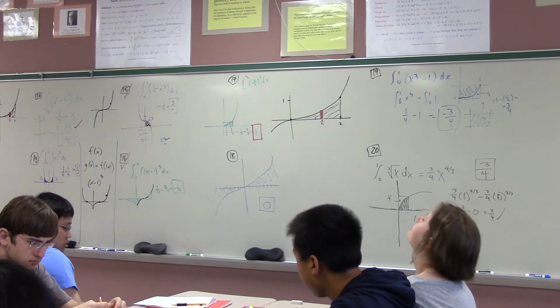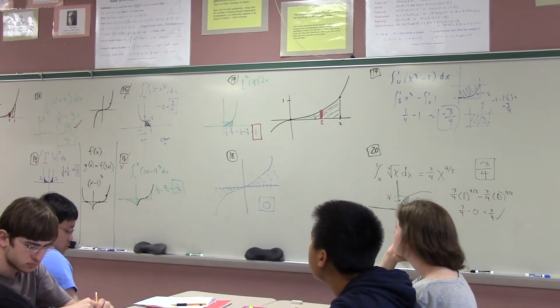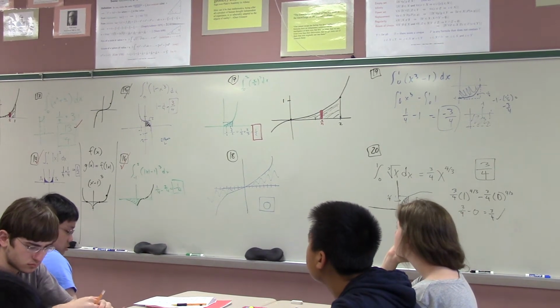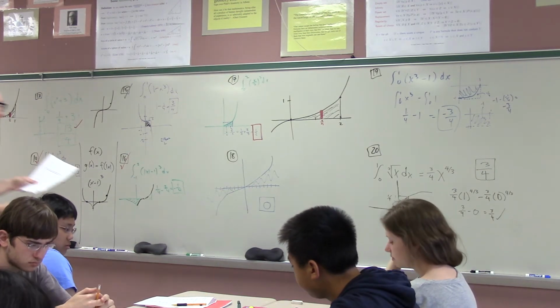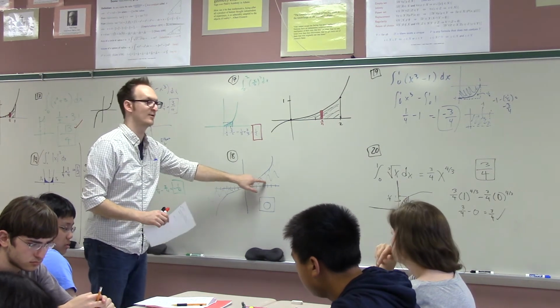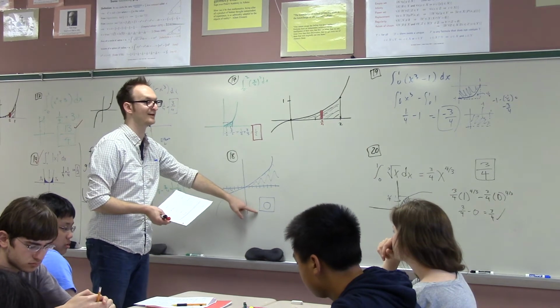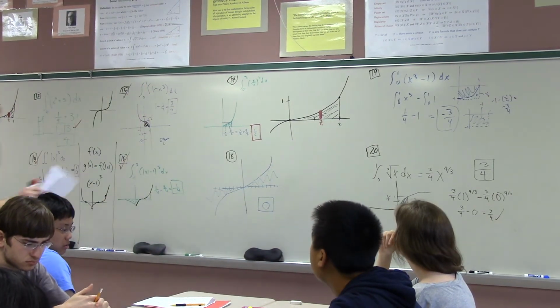Anyway, all right, good. 18. I think that 18 is the integral from -8 to 8 of x cubed. I don't know anything about x cubed, but I do know that it has to be 0 because it's an odd function. Okay, last two.